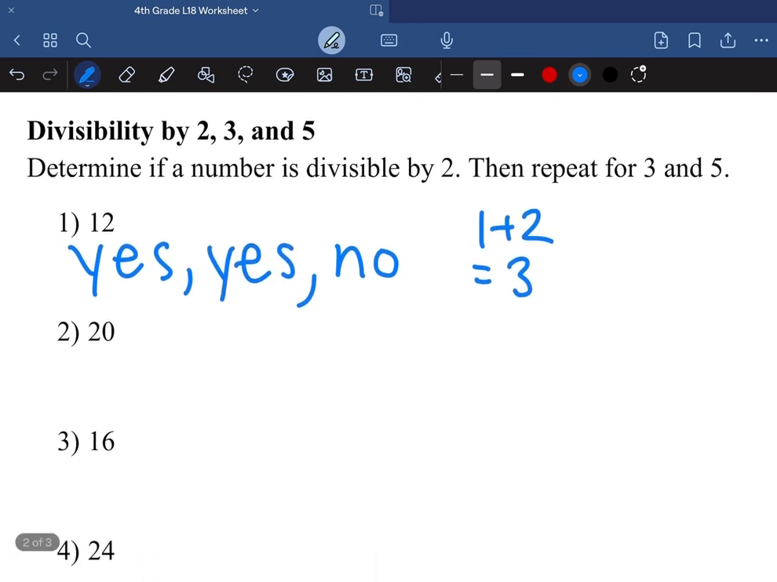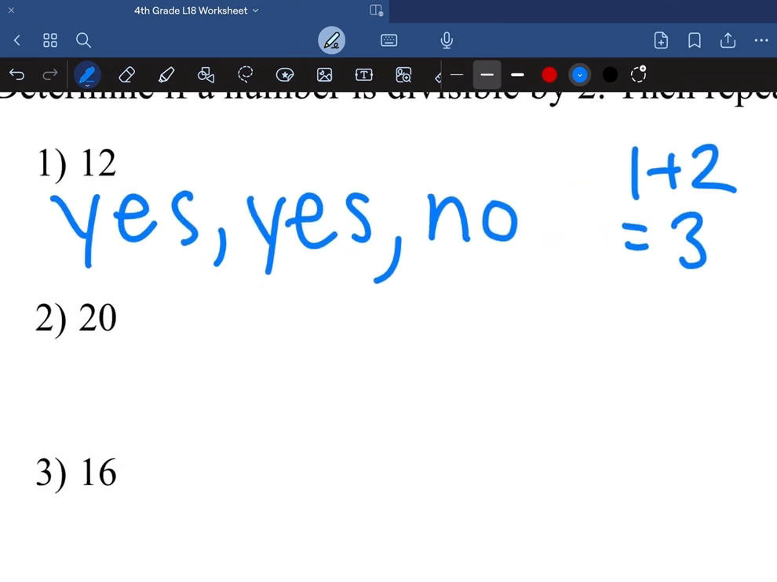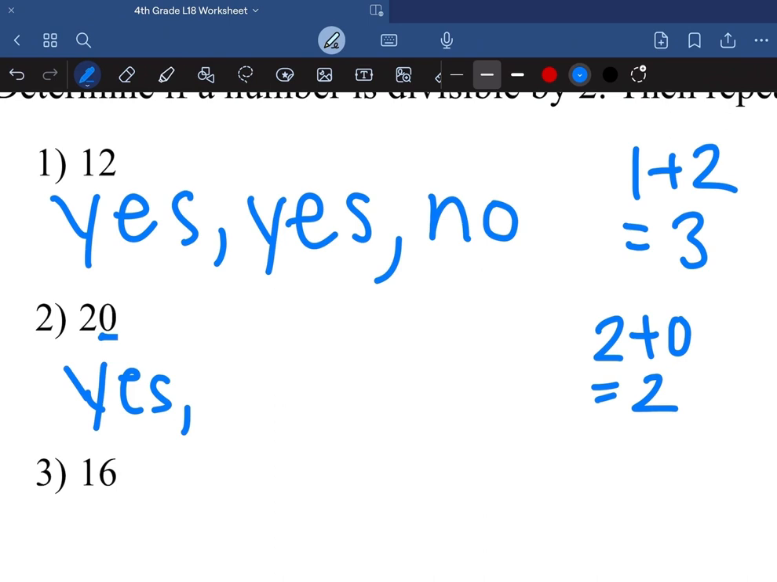Number 2, we have the number 20. The last digit is 0, which is an even number, so yes, it is divisible by 2. And we're going to add the two digits together. 2 plus 0 is 2. 2 is not divisible by 3, so it is not divisible by 3. The last digit is 0, so we can see that it is divisible by 5.